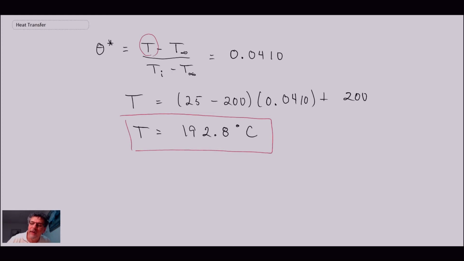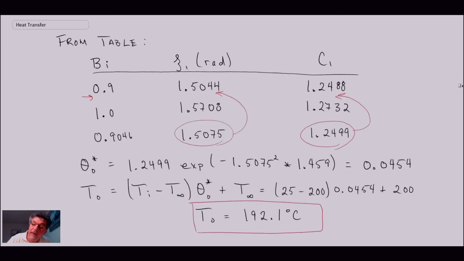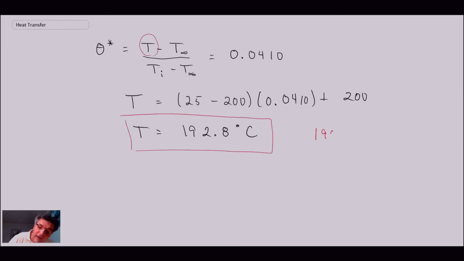Now let's see if that makes sense. We got 192.1 degrees C at the center line, so that was at R equals 0. We have this at a radial location of 6.4 millimeters, and both are at t equals 240 seconds. And what did we say? We said the convective environment was T infinity of 200 degrees C, and h was equal to, what was it, 110, and T initial was 25 degrees C.